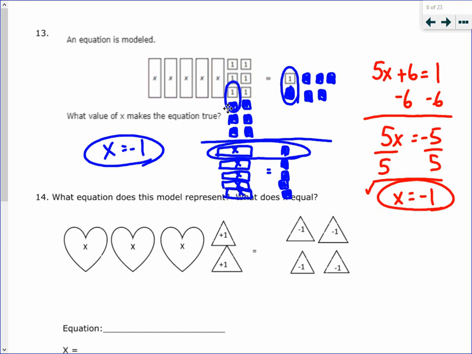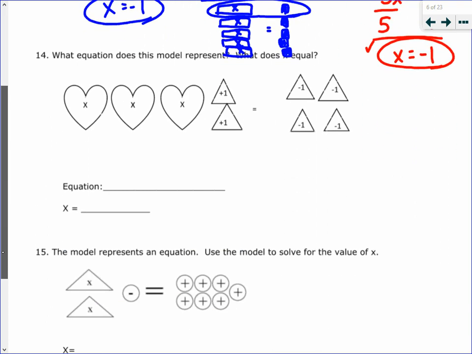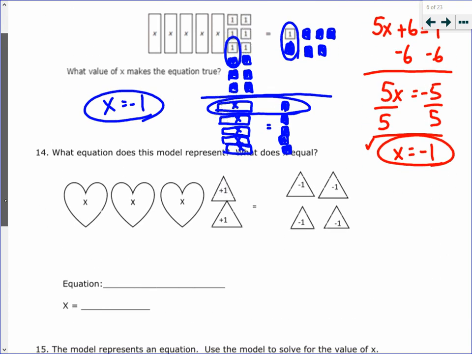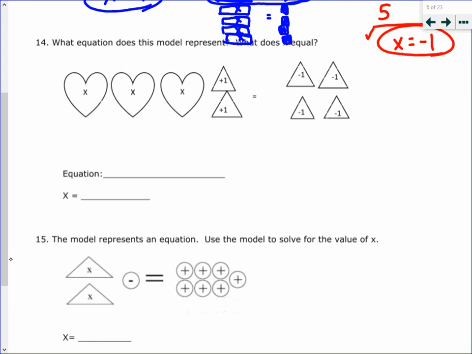All right, let's go another model here. Sorry for the messiness. It's kind of hard on the smart board. What equation does this model represent? What does x equal? So same thing. We're going to add two negatives. They're going to draw it however they want. So you got to be careful that doesn't throw you off, because they could use any model.